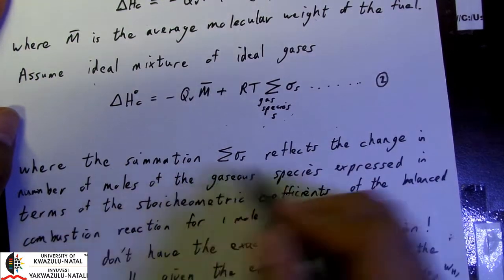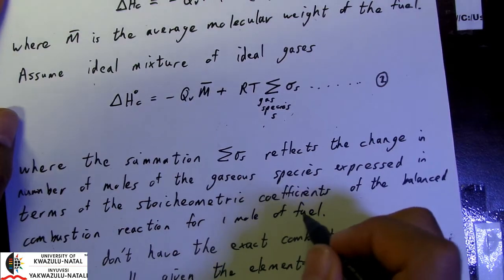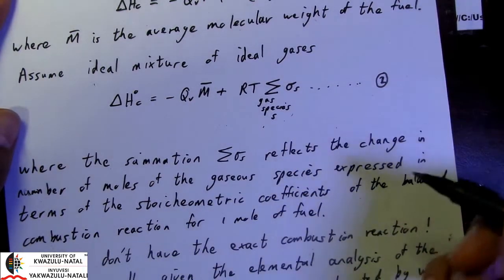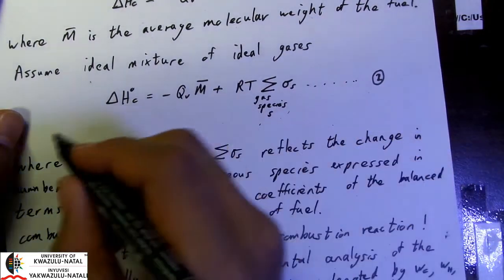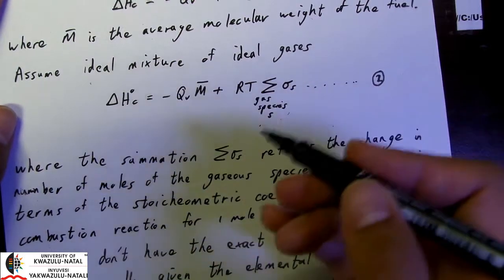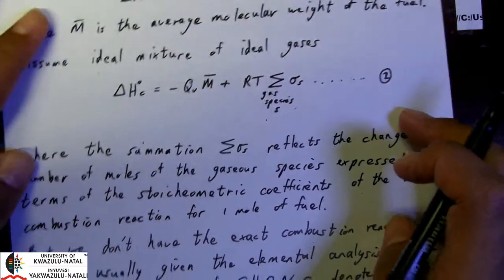Okay, but hold on. Now we are talking about stoichiometric coefficients of a balanced combustion reaction. But we don't know what the combustion reaction is. We don't have the exact combustion reaction. That is why we are looking at energy balancing with unknown stoichiometry. So now what are we going on about?